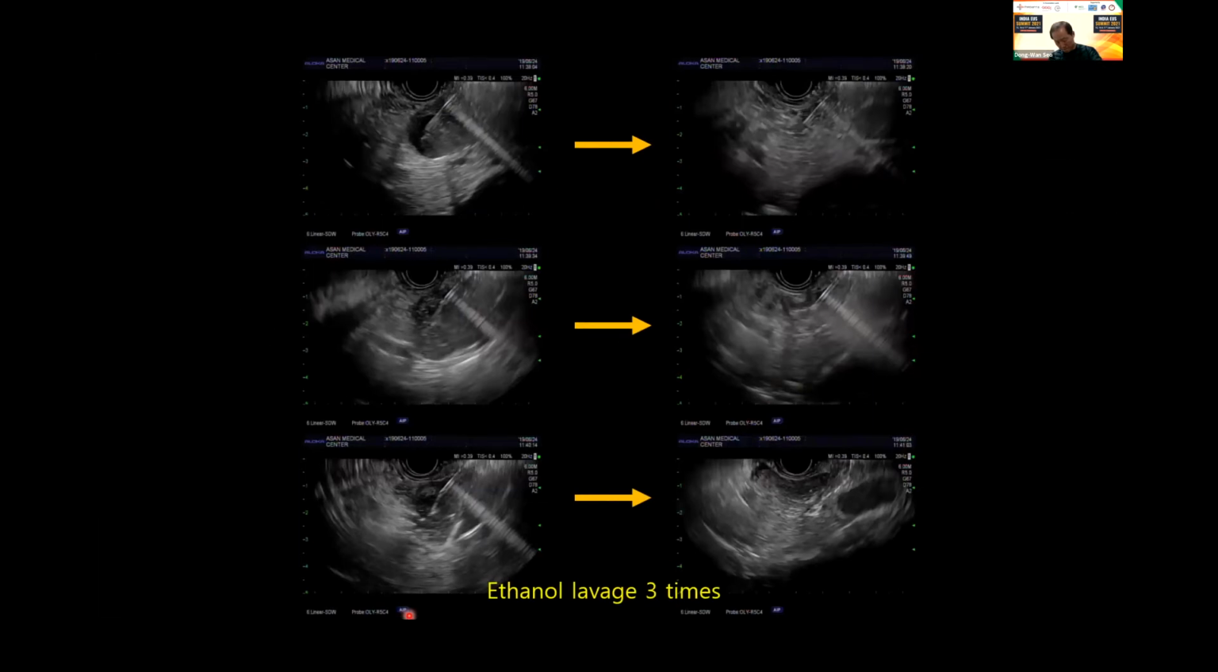Because of the growing size and MPD compression, we decided to treat this case under US guidance. This is the first ethanol injection and reaspiration, the second ethanol injection and reaspiration, and the third ethanol injection and reaspiration. We did ethanol lavage 3 times.